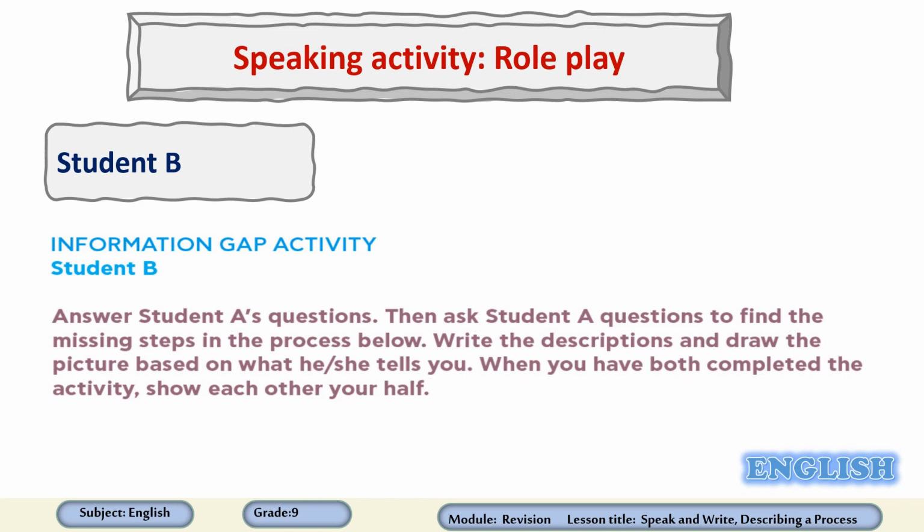Information gap activity for Student B. Answer Student A's questions, then ask Student A questions to find the missing steps in the process below. Write the descriptions and draw the picture based on what he or she tells you. When you have both completed the activity, show each other your half.